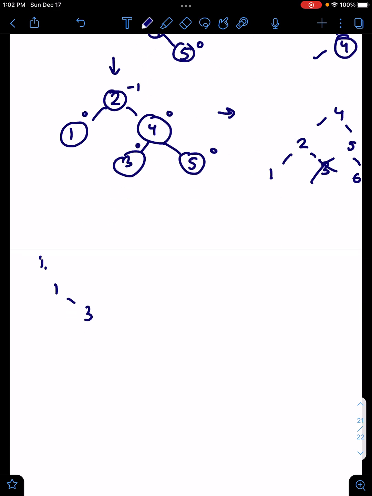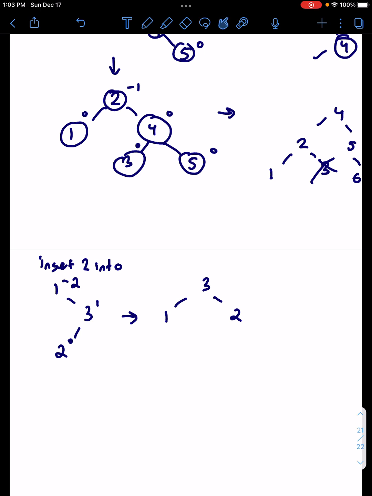So if we want to insert 2 into 3, 2 is going to go here, right? 2 is going to have a balance factor of 0. 3 is going to have a balance factor of 1. And then 1 is going to have a balance factor of negative 2. Now, if you see the negative 2 on 1 and you think, okay, it's right heavy, so I just want to rotate left, then if you rotate left, it's going to be like this. But is 1 less than 3? It's not, right? So in this case, you want to do a double rotation.